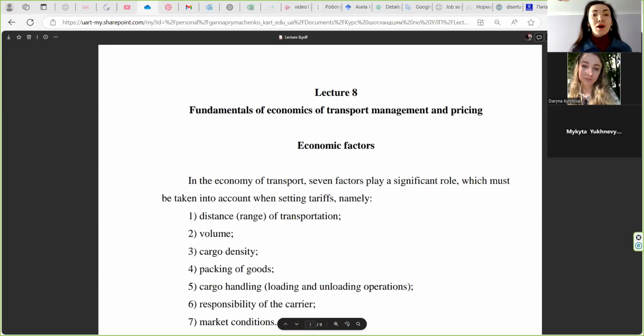Good morning. We start our next lecture material, lecture number 8. Now I open our distance course and we could see the information about our lecture today. The topic of our lecture number 8 is Fundamentals of Economics of Transport Management and Pricing.